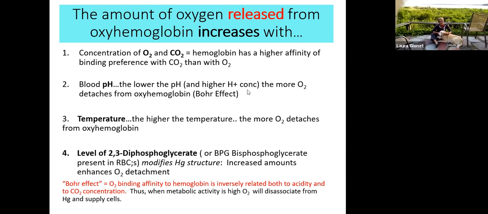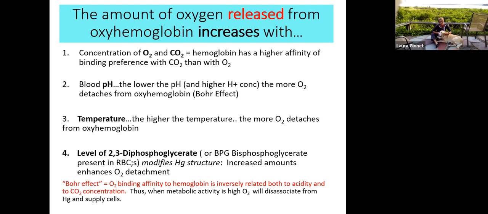Okay, the blood pH. The lower the blood pH, the faster and more rapidly oxygen dissociates from the hemoglobin. And higher temperatures facilitate that as well, increasing oxygen detachment from oxyhemoglobin. And let me just explain that to you, because this will make sense. Picture working skeletal muscle, right? You're converting a lot of glucose using oxygen to produce ATP, and you're also producing a lot of carbon dioxide.